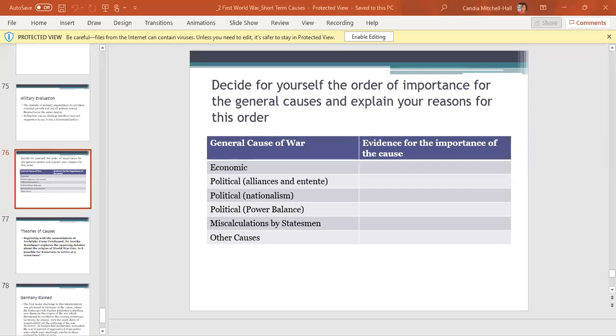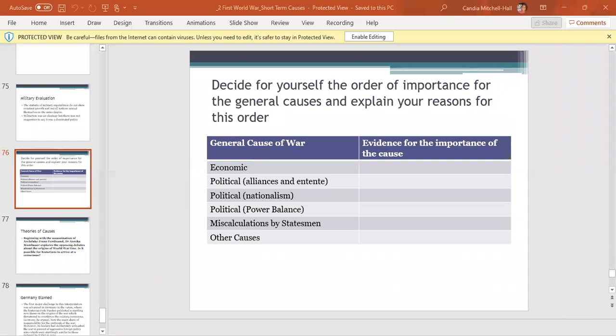Different rumors were going around about people and not people, about different governments, and so the politicians and the authorities over the country misinterpret some of those things. So we put that at fifth.